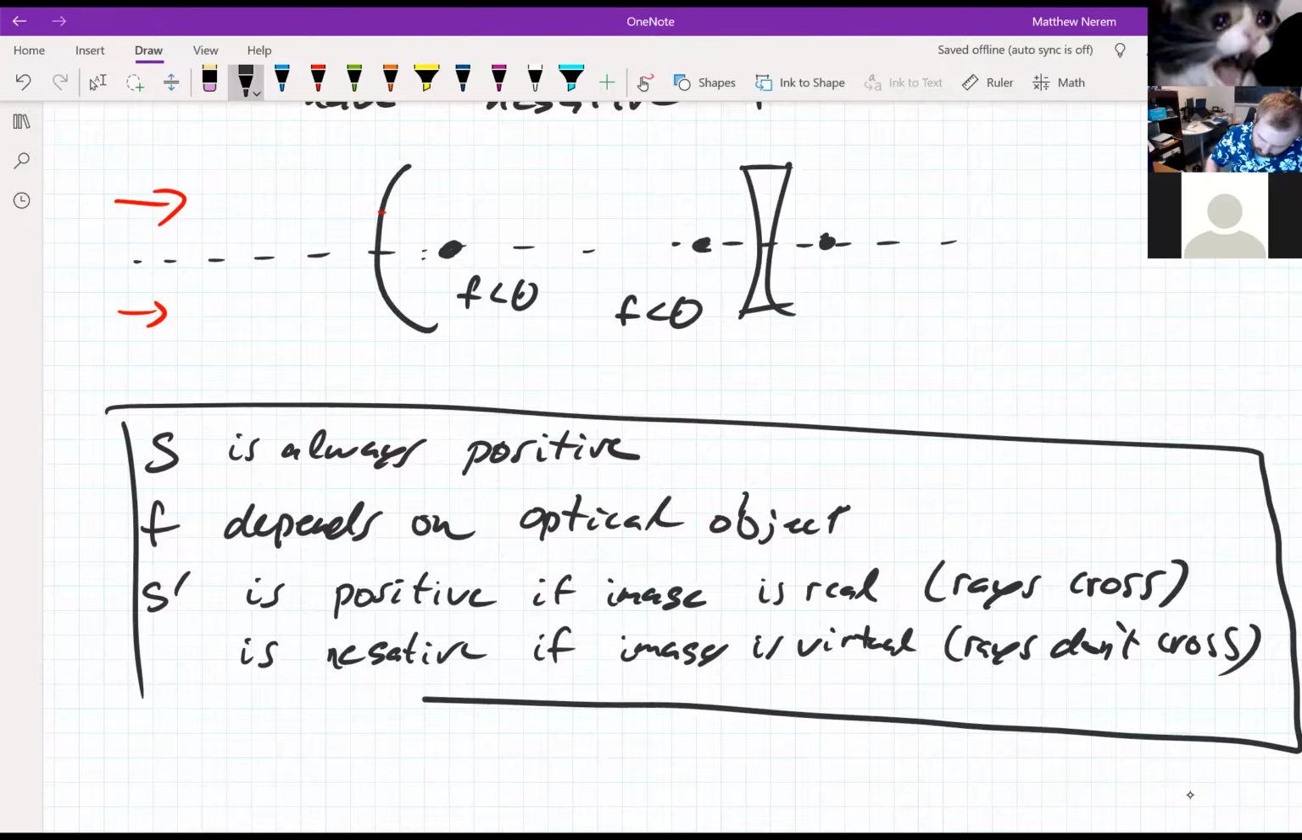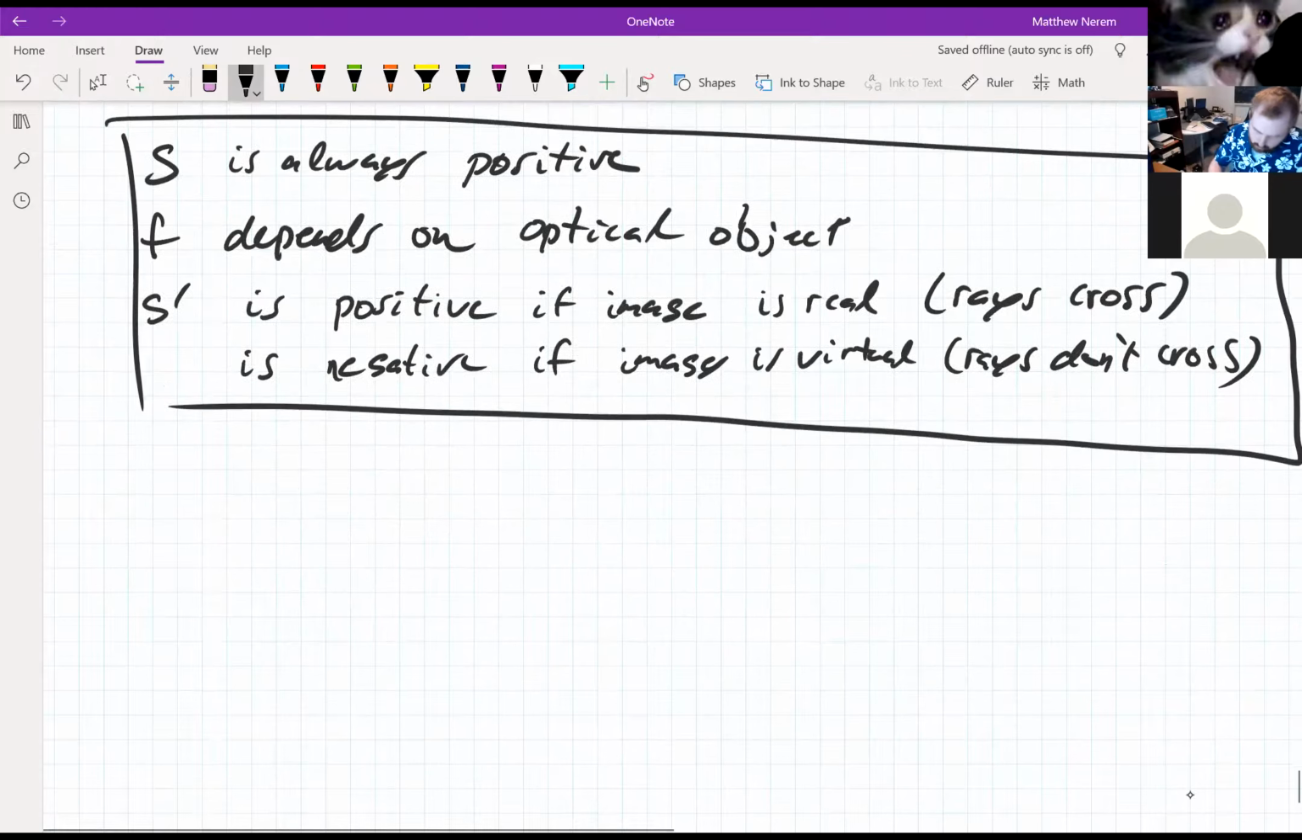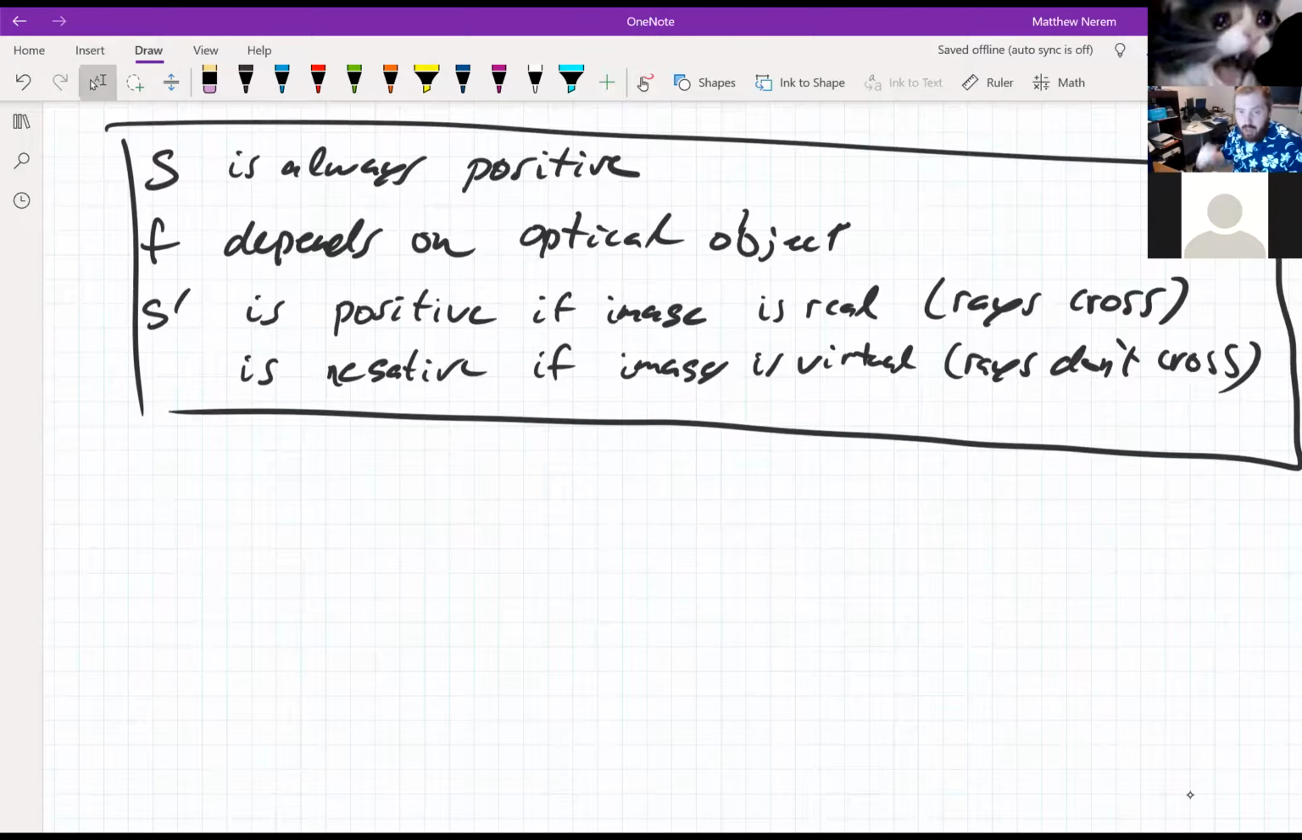I'll try and hold on for just a little bit, and I'll just do a quick example with every object to convince you. So let's do the concave mirror. Let's make that a little bit bigger.